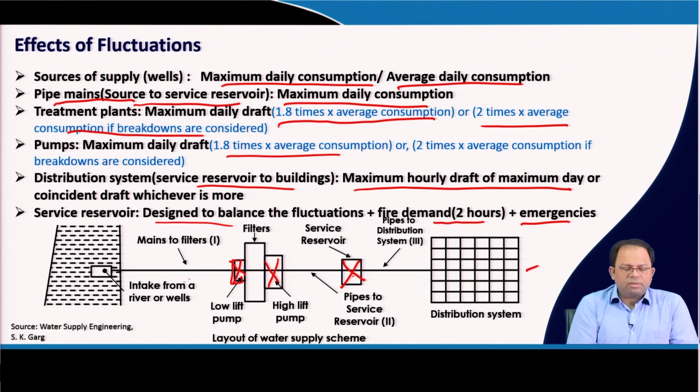You can see that until this service reservoir, everything could be based on the maximum daily consumption, but of course because there are mechanical systems involved in the treatment units and the pumps, there we can go for a little bit higher, 2 times. Whereas beyond the service reservoir it is based on the higher of the coincident draft or the maximum hourly draft. Based on that we will design the network.